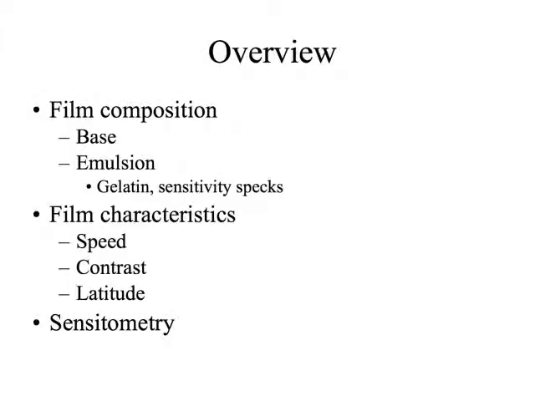So, overview. We're going to talk about film composition, what a base is, what emulsion is, and what the different parts of the emulsion are. Then we're going to talk about the characteristics. The characteristics are the part that continues to be talked about by the ARRT. But again, in order for us to understand it better, let's talk about composition real quick. Today we're just going to very loosely address sensitometry. This slideshow doesn't have a real in-depth discussion of it.